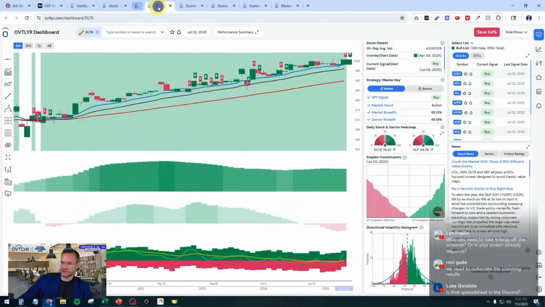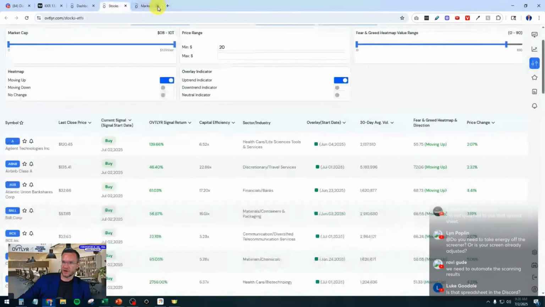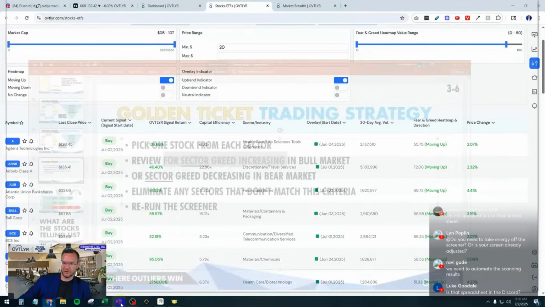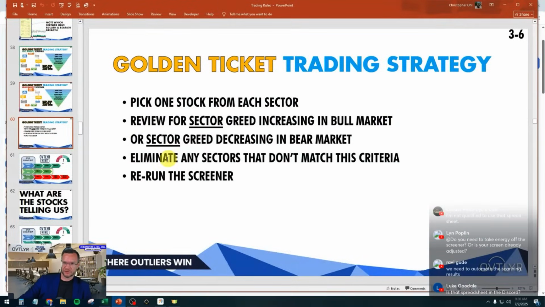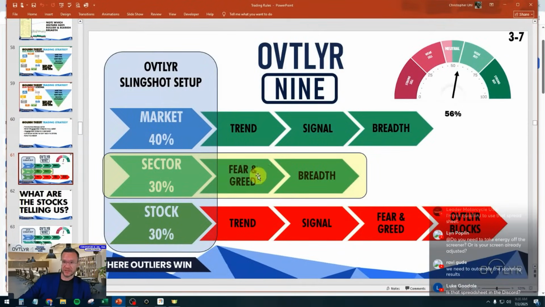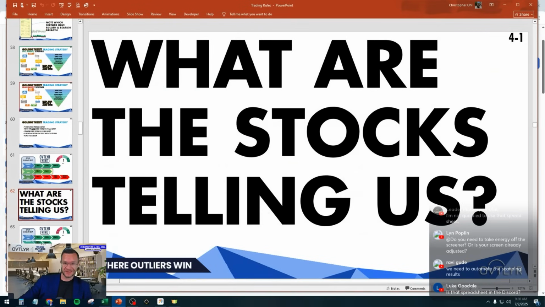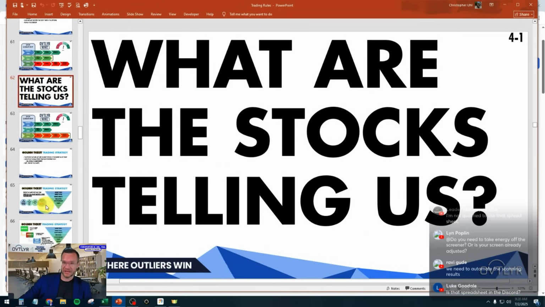So all the sectors that we have that are bullish in breadth are also bullish in fear and greed. So we're not going to have to rerun that. So we've got our sectors lined up. All of the stocks that I have right now pulled have bullish fear and greed in the sector and bullish fear and greed in breadth. We know this for a fact. Let's go next to what are the stocks telling us? What are the individual stocks telling us?